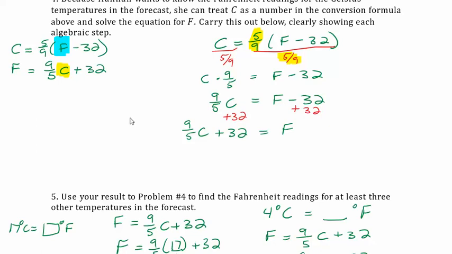Any formula that has variables is going to have different versions of that formula. As a matter of fact, it's going to have as many versions as there are variables in that formula.